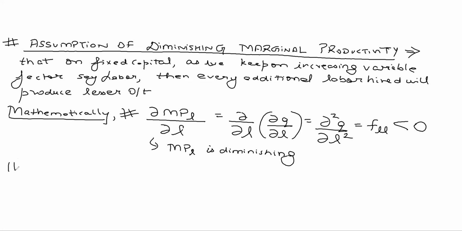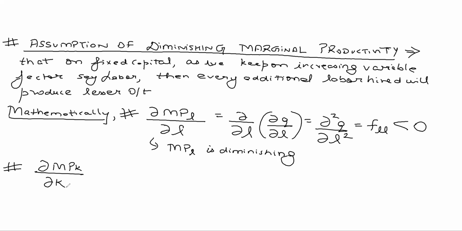Similarly, guys, the same thing holds true for capital also. If I do del MPK by del K, that means suppose my capital is not fixed, suppose my capital is also changing, and if I keep on hiring more and more capital, then every additional unit of capital will produce lesser and lesser output. Guys, again, the assumption here is when I am increasing the capital, the labor is constant.